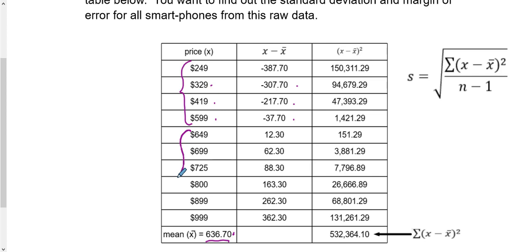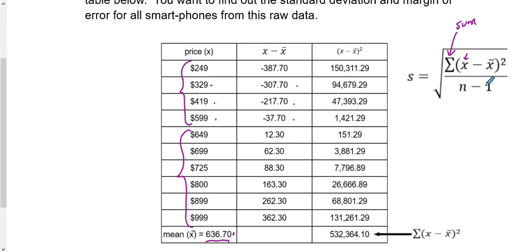The ones from here down to here are going to be positive, because when you do 649 minus 636, you're going to get a positive number. And you do this all the way down. Then what you do is you square these values. Squaring turns them all positive: a negative times a negative is a positive, and down here a positive times a positive is positive. Then we add these up. Guys, this little symbol right here means a sum. So we're taking each x value, subtracting the mean from it, squaring that value, and then summing all those values together.